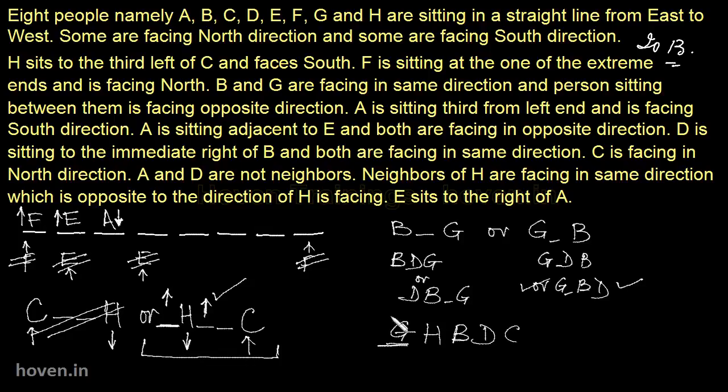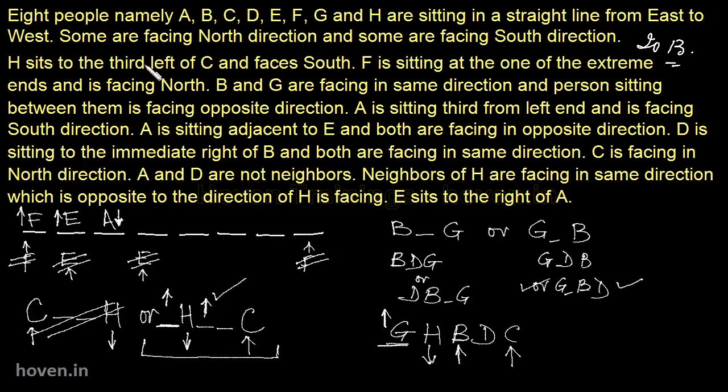Let me mark the arrows also. So this should be facing upwards because of this. H should be facing downwards and B should be facing upwards. Nothing known about this one, and C should be facing upwards. Now let us assume that this piece will fit here. And now let us take to the second pass.